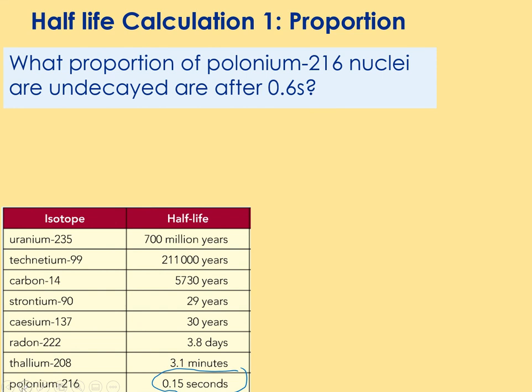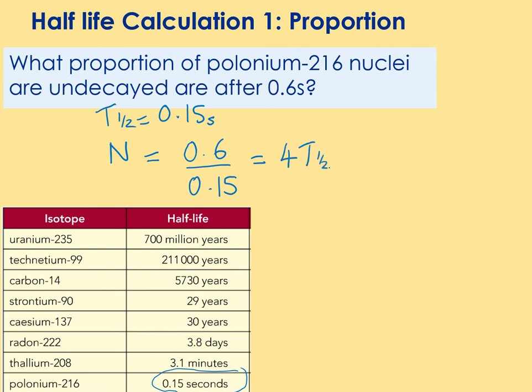The first thing I need to do is look at how many half-lives have gone past for the question. So the half-life is 0.15 seconds. I want to know n, which is how many half-lives. So what I've got to do is take 0.6, the amount of time I'm interested in, and divide it by 0.15, and that's telling me that 4 half-lives have gone past by the time we get to 0.6 seconds.